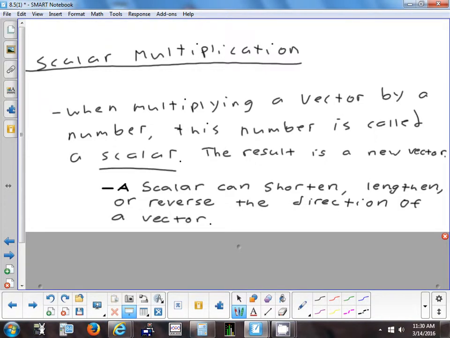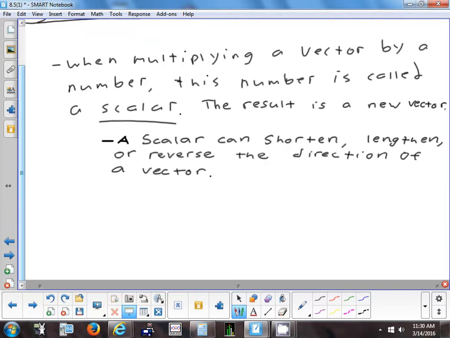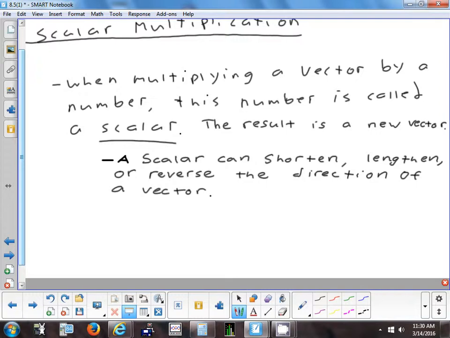Okay, so a scalar can really do three things. Make a vector longer, shorter, or flip the direction. Any question on that? All right, so notice in this kind of multiplication, we're not multiplying a vector times a vector. You can do that, okay? And there's two ways you can do it. We're not going to get to that till Wednesday or Thursday. For today, we're just going to multiply a number times a vector, not a vector times a vector.